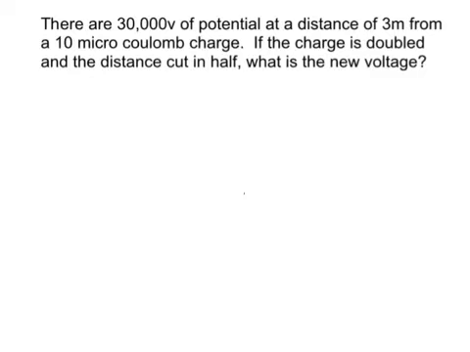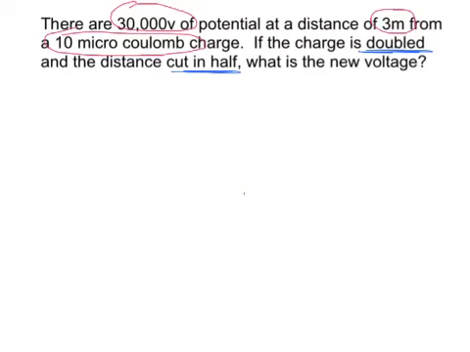Here's an example problem using proportions. It says there are 30,000 volts of potential at a distance of 3 meters from a 10 microcoulomb charge. That is giving us our initial conditions, and we're able to identify that there are certain things here: a distance, a charge, and an initial voltage that we have. Now they're asking us if changes were made, so if the charge were doubled and the distance were cut in half, what would the new voltage be?